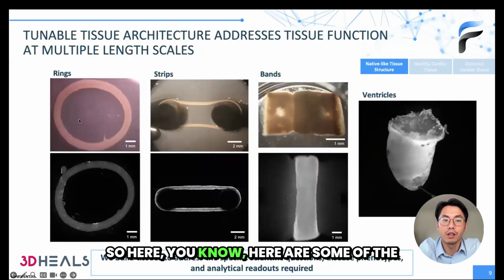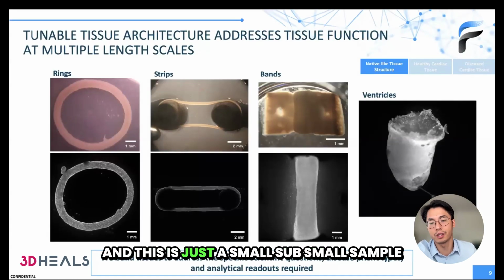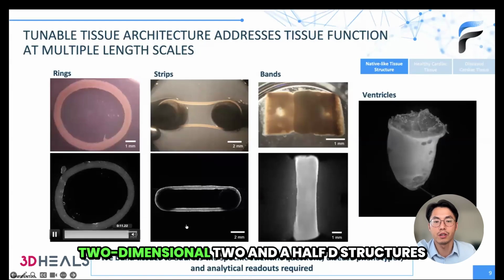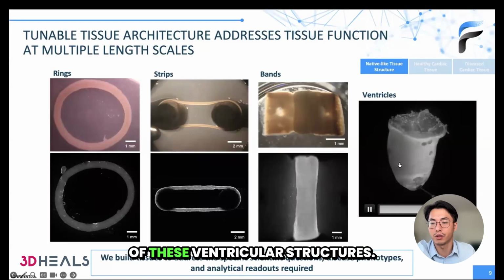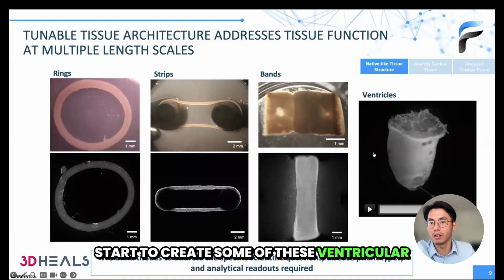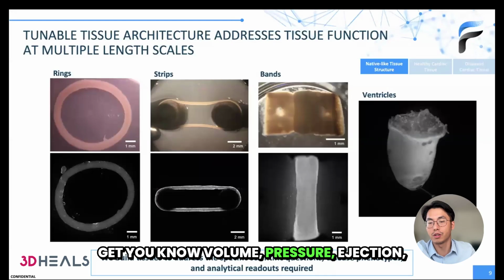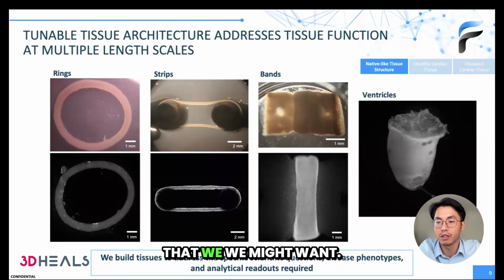So here are some of the tissues that we've shown that we can fabricate, and this is just a small sample of what we can create. And you can see from some of these more two-dimensional, 2.5D structures to true 3D, some of these ventricular structures. And I think being able to start to create some of these ventricular level readouts, where you not only have contractility readouts, but you start to get volume, pressure, ejection fraction type information, that then starts to get us closer to collecting the data that we might want.